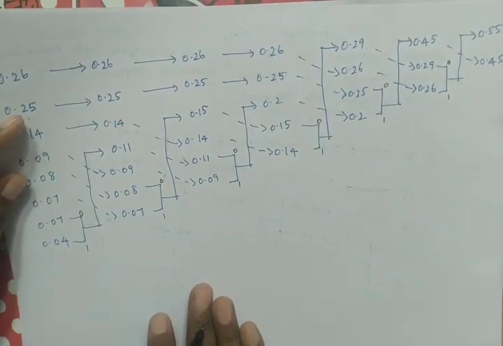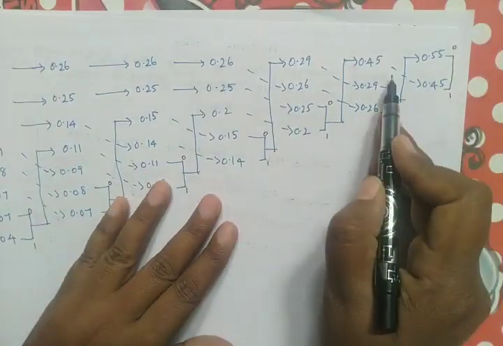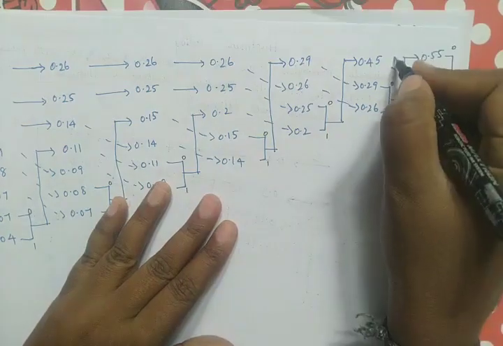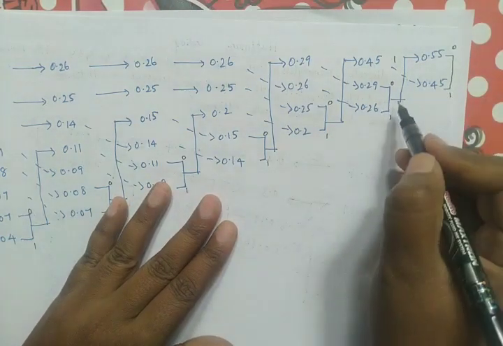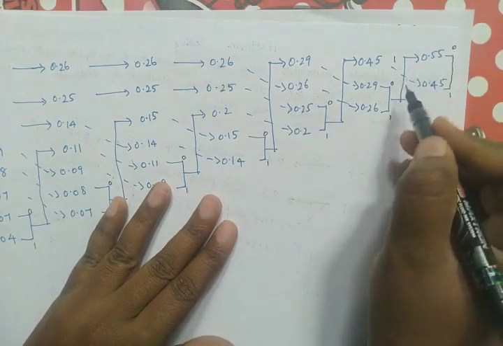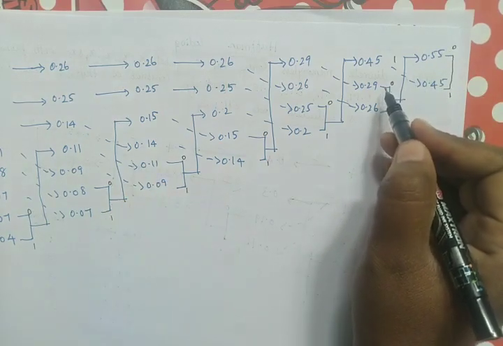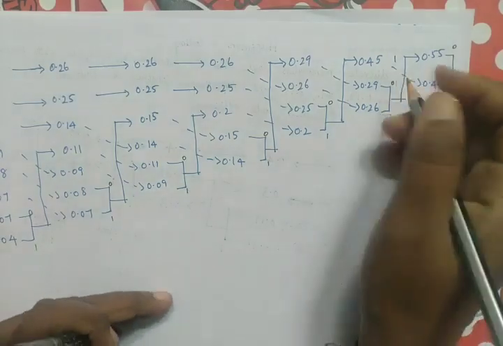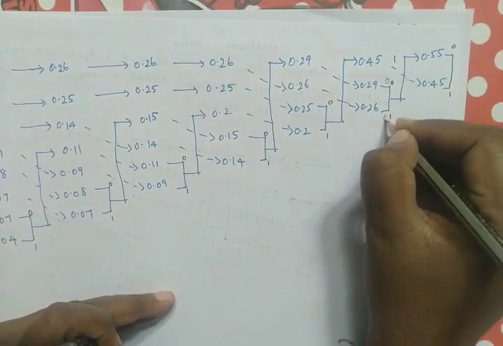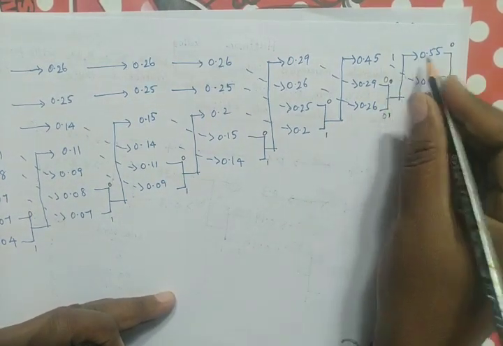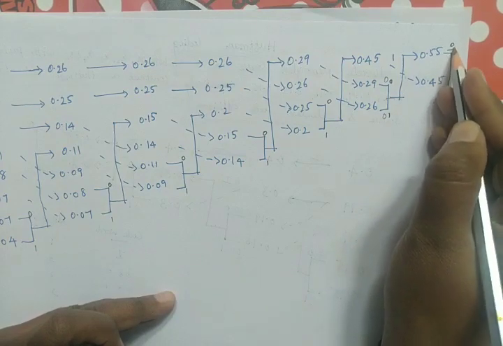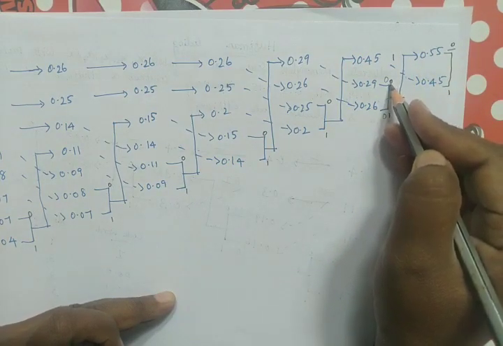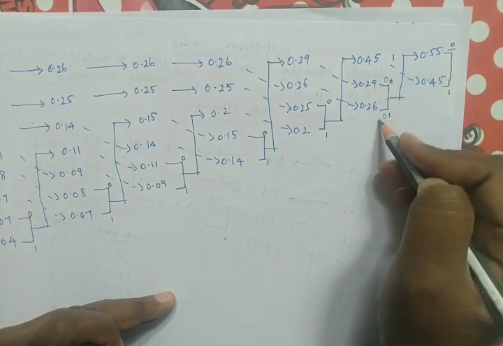So after this what we have to do? Now check this arrow mark. So here we have 1. So take this 1 here. Here we have 0. So what we have to do? Write the 0 before this number, because here we have the arrow mark and here we have 0. So take this code word and write this before this number.